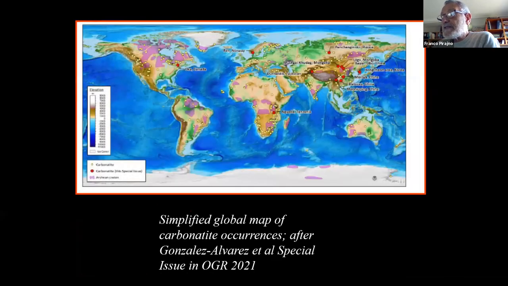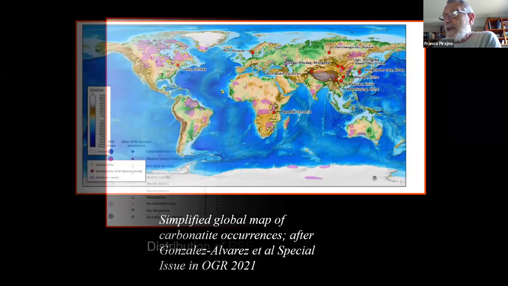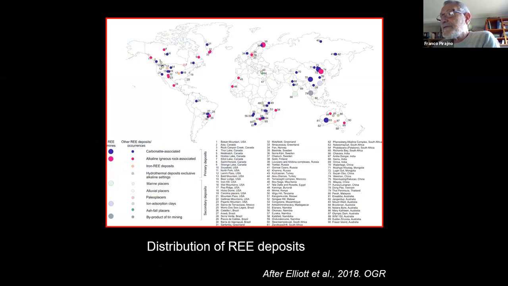Now, this is a simplified global map of carbonatite occurrences from Nacho Gonzalez Alvarez and CSIRO, and it shows the distribution of carbonatites in the world as we know it. This is the distribution of rare earth deposits from Elliott et al. And as you can see, China has quite a big one. Mount Weld is quite a large one here, some in northern Scandinavian countries, but mostly, again, in China and Mongolia, you have the largest deposits.